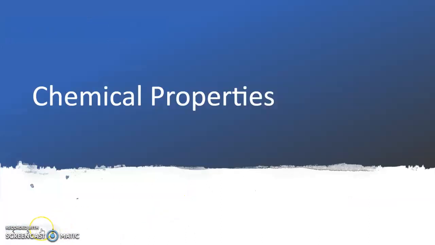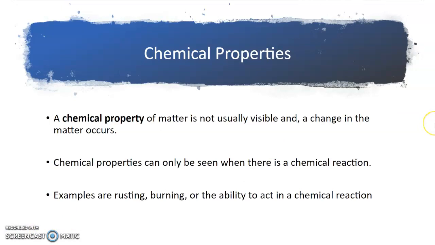Now let's talk about chemical properties. Chemical properties are not usually visible, and a change in matter occurs when we're talking about chemical properties. They can only be seen when there's a chemical reaction, and examples include rust, burning, and the ability to react in a chemical reaction. So if you've ever had a bicycle that you've left outside, it's gotten wet, and over time you've seen rust form, burning wood or burning paper, those are chemical properties because you're changing the substance on a chemical level.